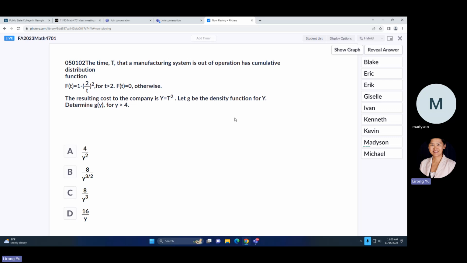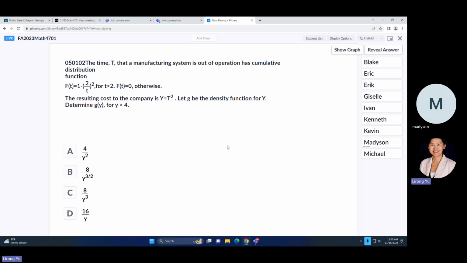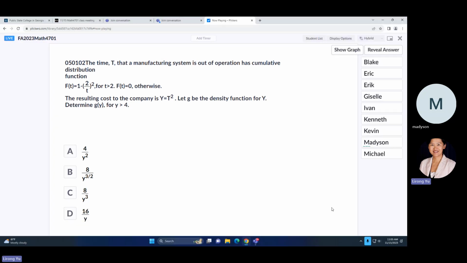Therefore, Y has to be higher than 4. That is the domain for Y. And our job is to try to find the density. And you can use your own interpretation. Let's see if we can do it together.